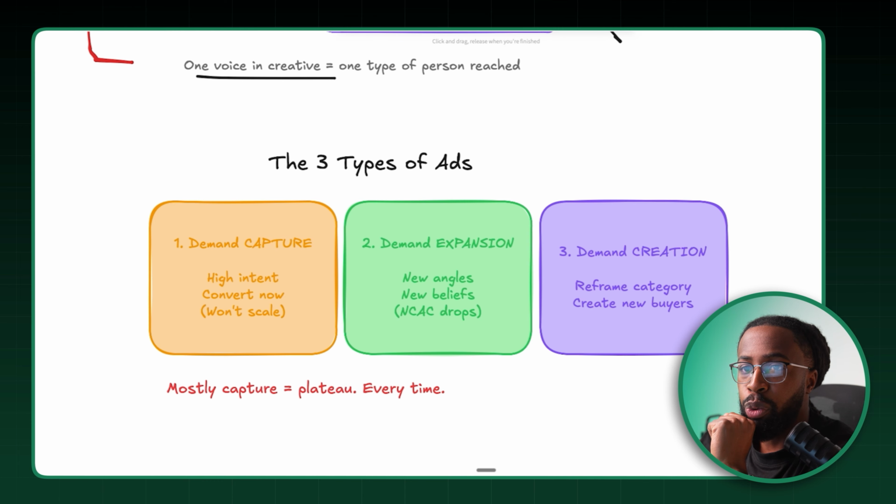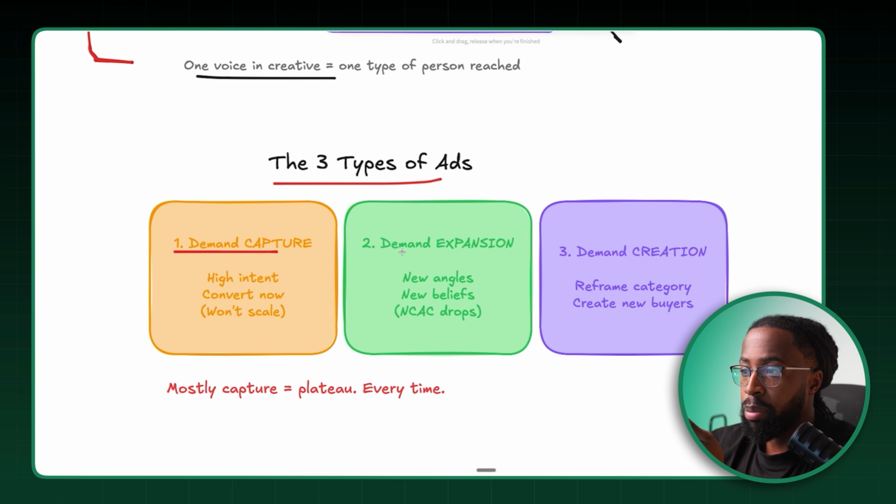So what we're going to have is 3 types of ads. We've got demand capture ads, we've got demand expansion ads, and we've got demand creation ads.